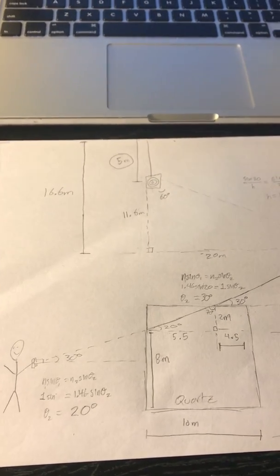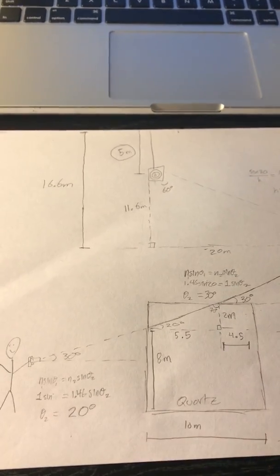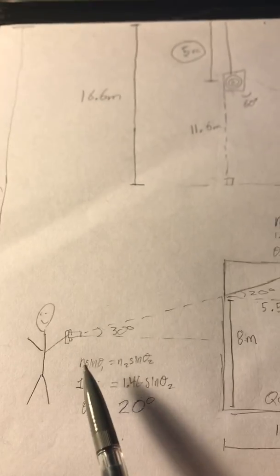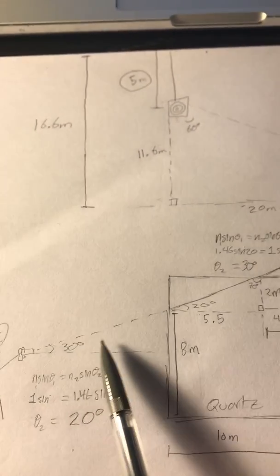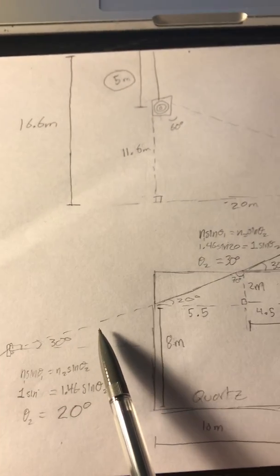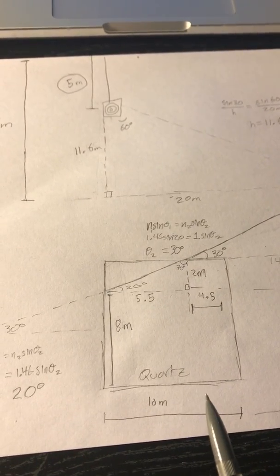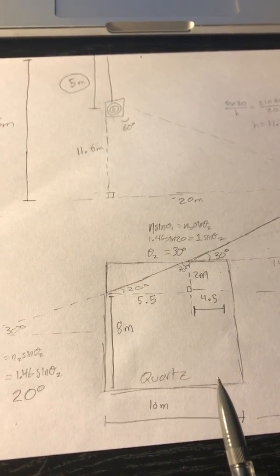In this problem, we're trying to figure out how to design a game with a laser tag gun. So we're going to shoot the light out of the gun at an angle of 30 degrees up through a quartz cube, which has a side length of 10 meters.